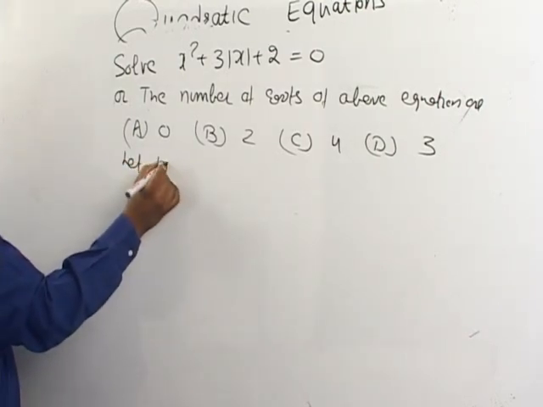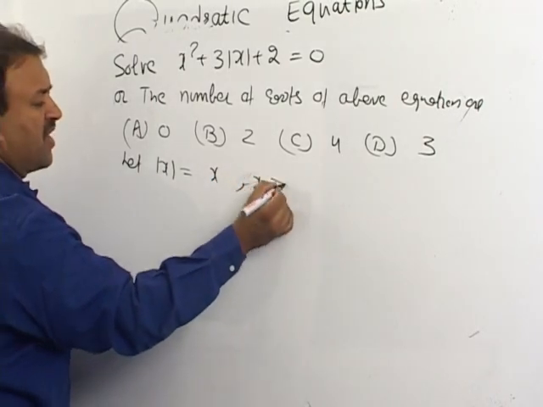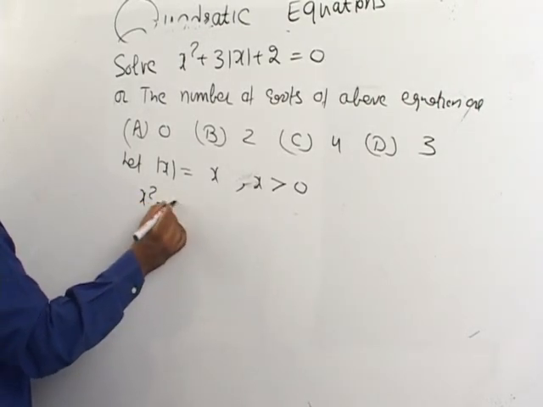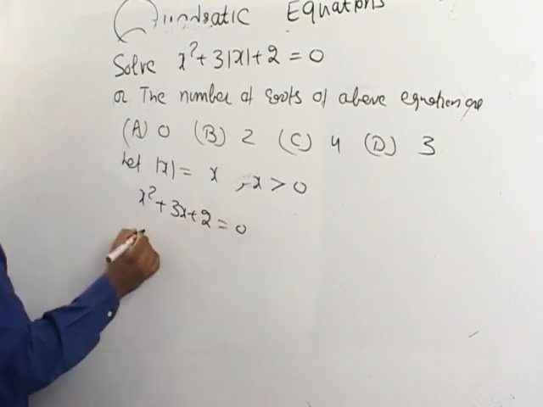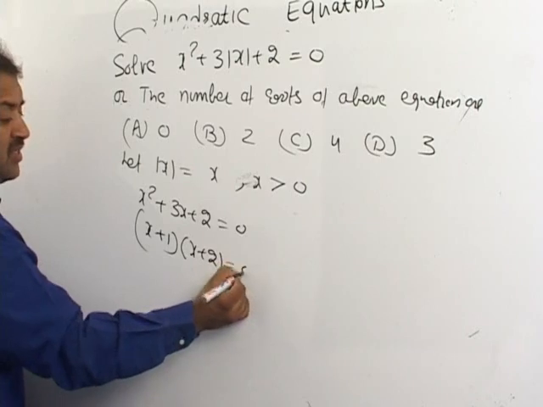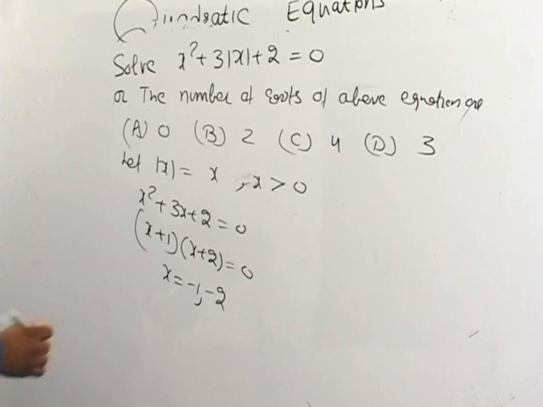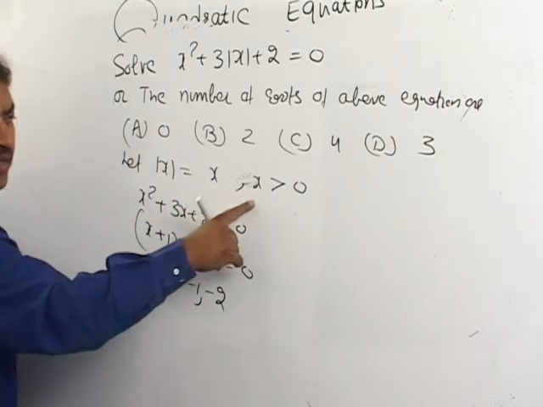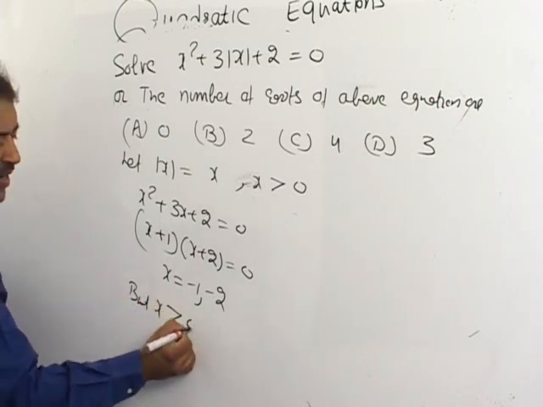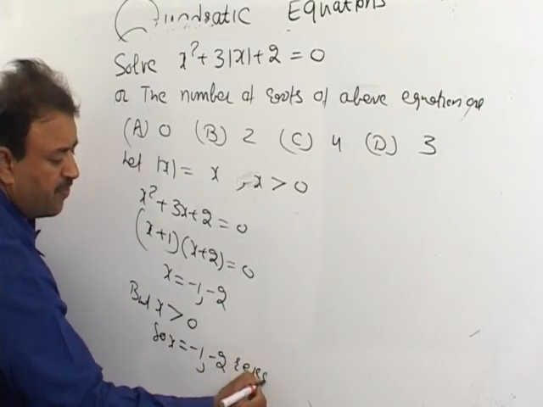Let modulus x is equal to x. When will this be, this is modulus x if x is greater than 0. Then x square plus 3x plus 2 is equal to 0. (x plus 1)(x plus 2) is equal to 0. x is equal to minus 1, minus 2. But here x should be greater than 0. So x is equal to minus 1, minus 2, rejected.